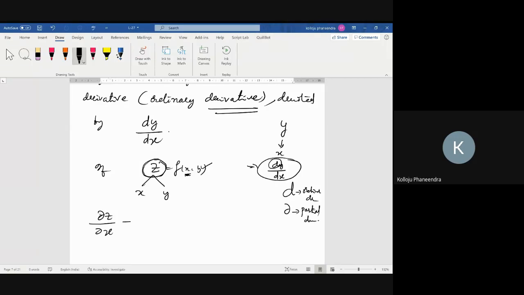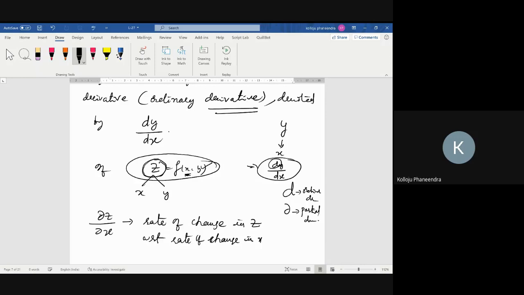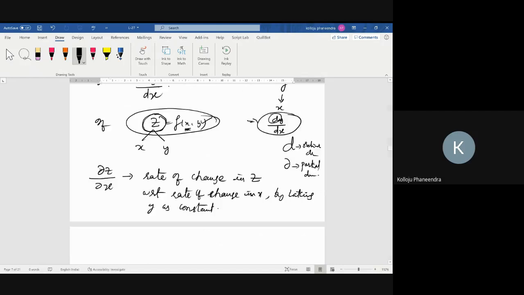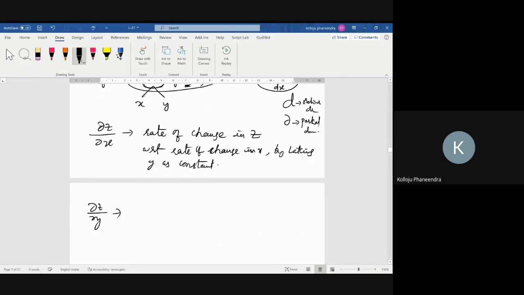What does dou z by dou x mean? If z is a function of two variables, dou z by dou x stands for the rate of change in z with respect to the rate of change in x, by taking y as constant. Same logic: dou z by dou y means the rate of change in z with respect to the rate of change in y, by taking x as constant.